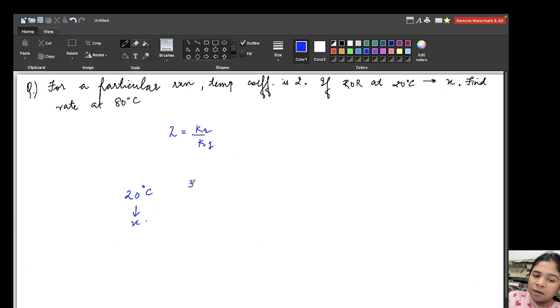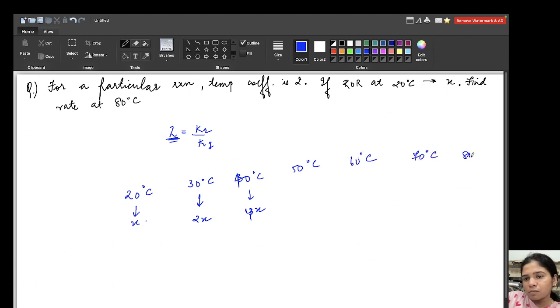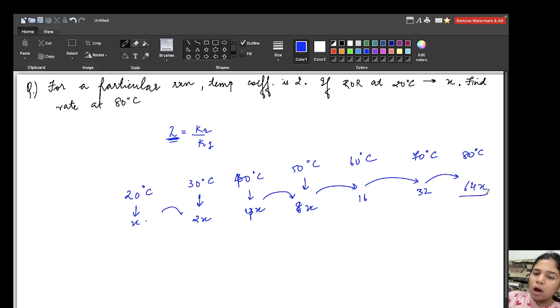So if this is X, it means at 30 degrees Celsius, it's increasing 2 times, right? So 30 degrees Celsius will be 2x, at 40 degrees Celsius will be 4x, then 50, 60, 70, 80. It's increasing 2 times each time, right? 2 twos are 4, 4 into 2 is 8, 8 into 2, 16, 16 into 2, 32, 32 into 2, 64x. So our rate will be 64x. So this was the approx dependency of K on temperature, right?